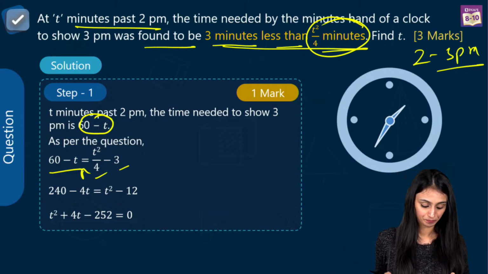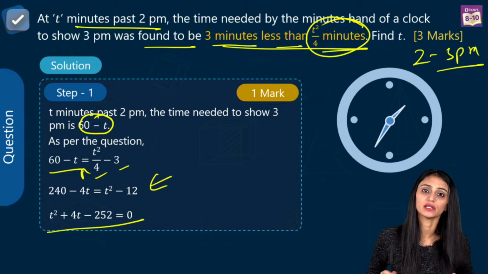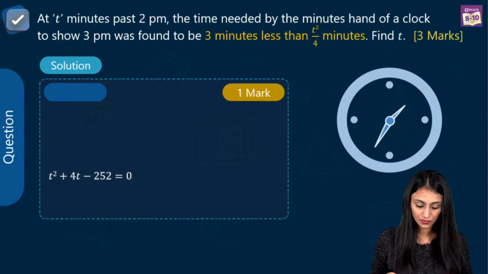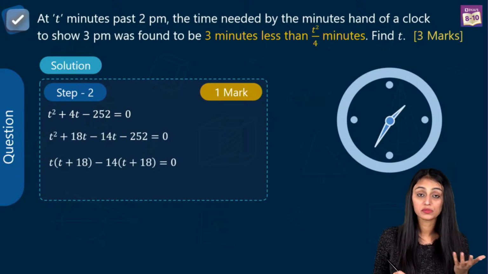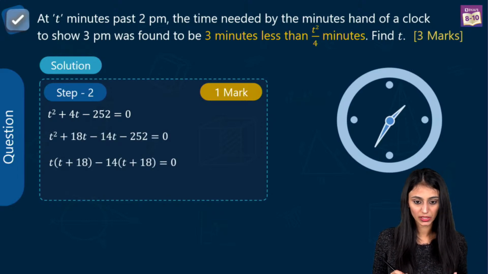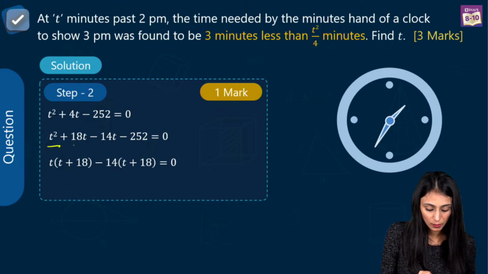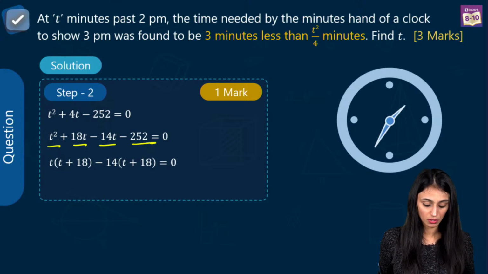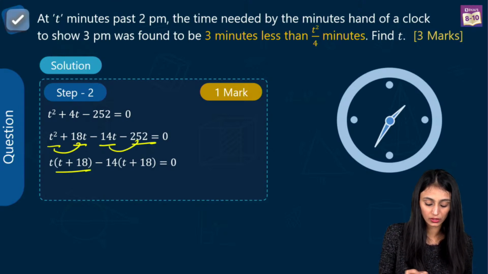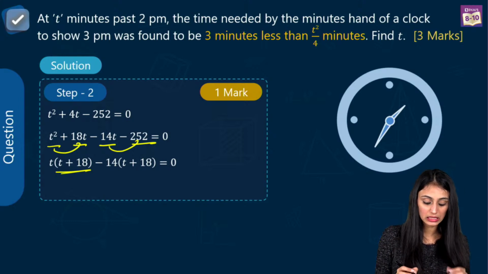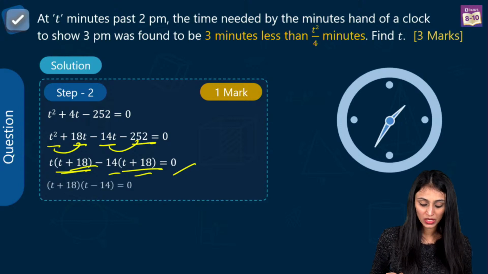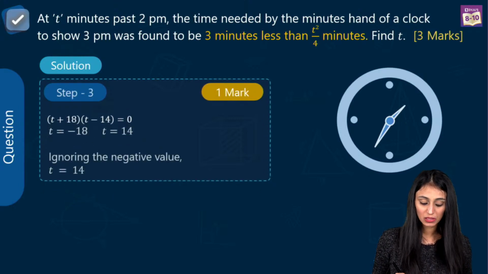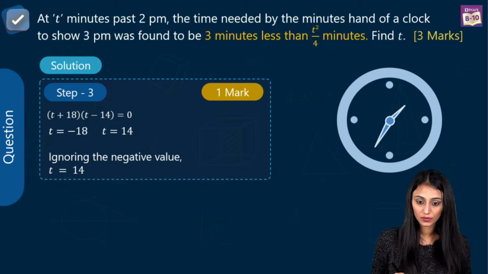Okay. So cross multiply them and frame this quadratic equation. Once this is framed, we know how to simplify this to get the value of t. You can use any of the methods. We are doing factorization, middle term splitting over here. So this is t square plus 18t minus 14t minus 252 equals 0. Take t common from these consecutive terms: t plus 18 minus 14, t plus 18 equals 0. Both the brackets are the same, right? So we have t plus 18, t minus 14 equal to 0.